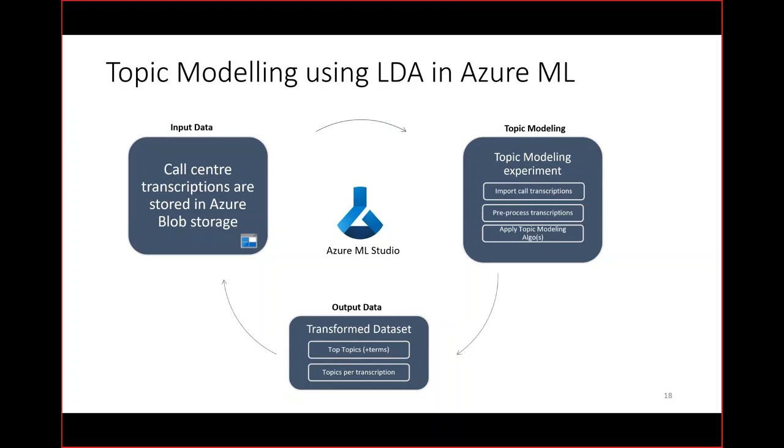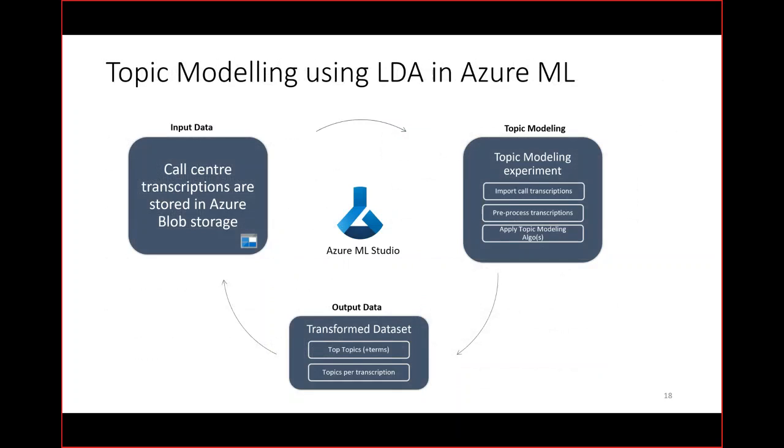And then the other CSV file that we're going to output is the topics per transcription. So we're going to get the topics for each transcription call and show the terms in each of those and the probabilities of those terms for that specific transcription.